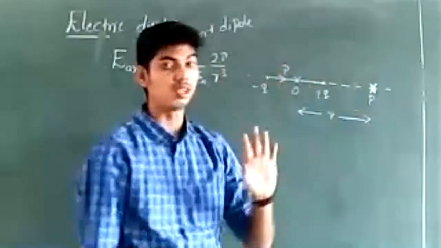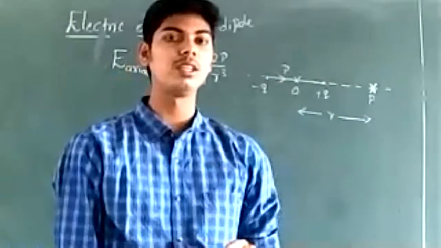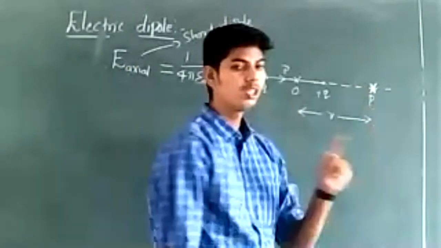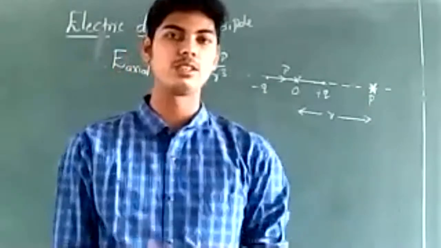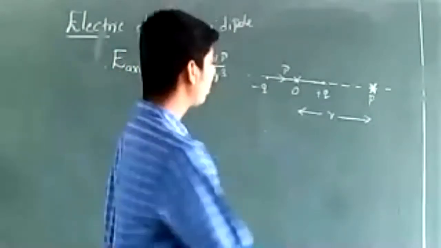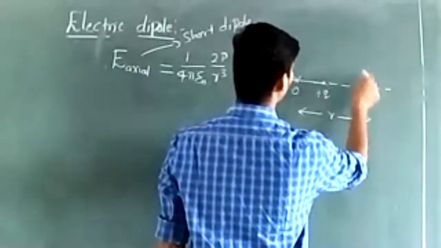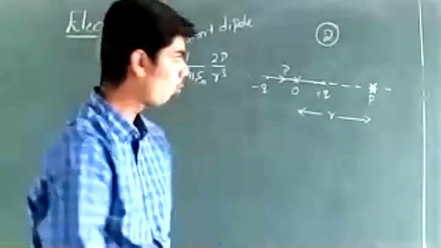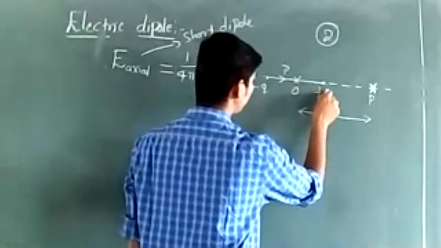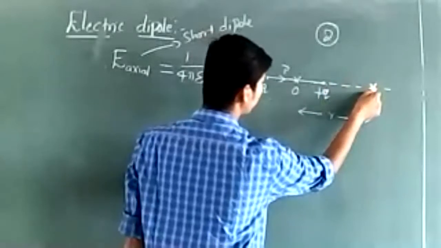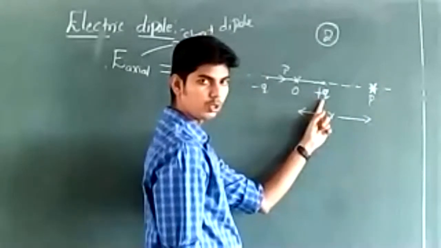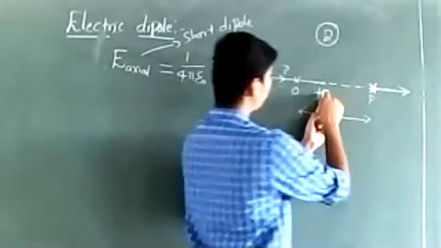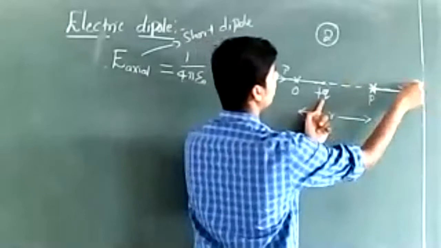We know that electric field is a vector quantity. So what is the direction of electric field at this point? See, there are two electric fields acting at this point. One electric field is due to this plus Q. This plus Q will produce electric field at this point. Due to positive charge, electric field at a point will be radiating outwards.